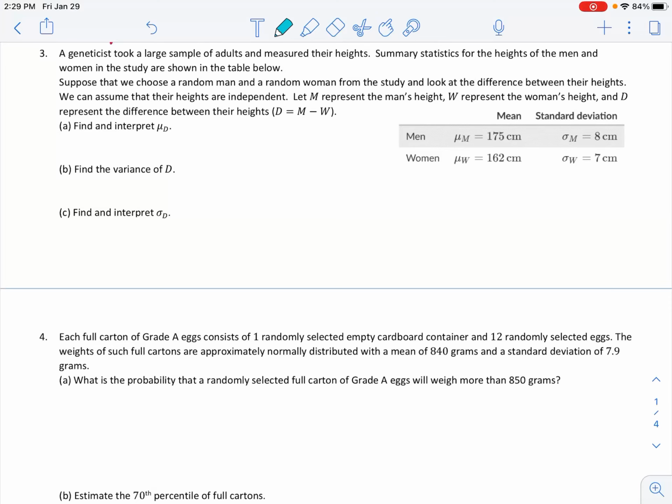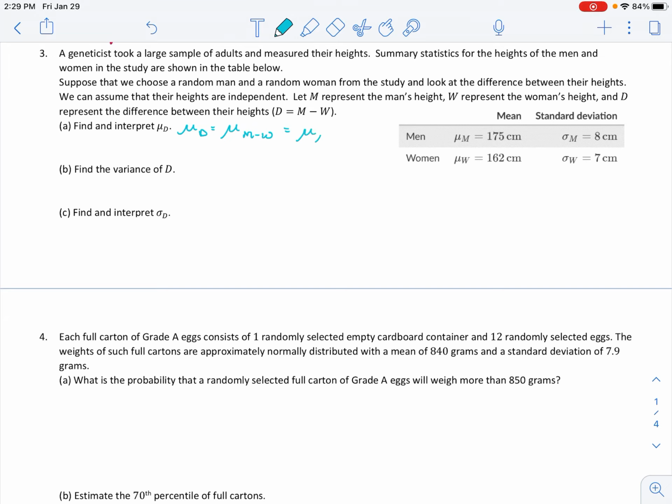Number 3 is the one that's talking about the difference between their heights. So I want to subtract the man's height and the randomly selected woman's height. And first I want to just find and interpret the average of this difference. So I'm just going to write down, if I'm finding the average of the difference, that's the same thing as substituting in m minus w.